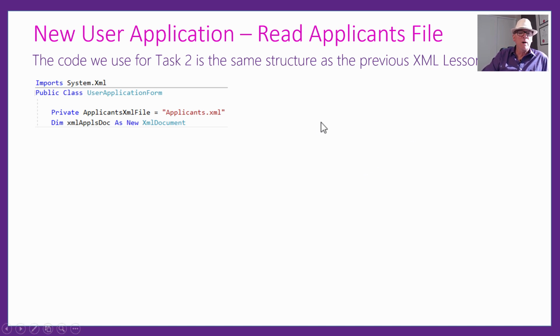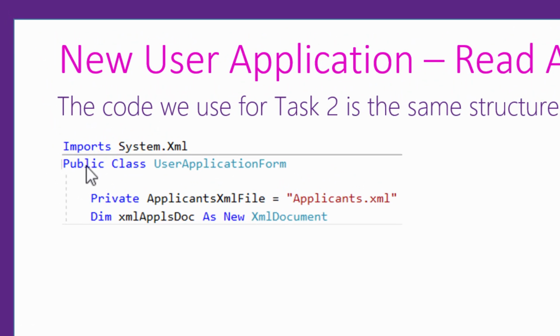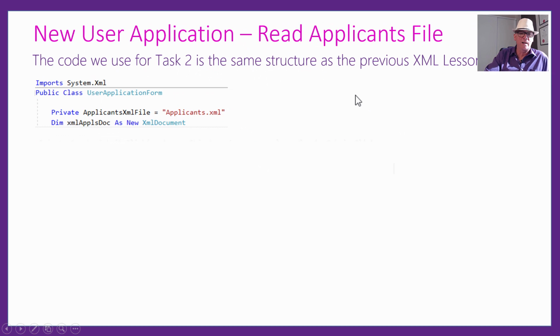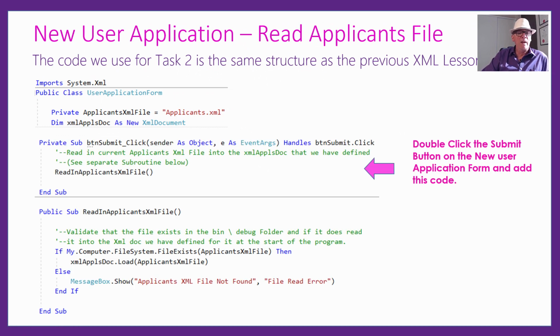So if you click anywhere on the user application form to get into the coding, we need import system XML. You can see we're on the user application form because it's telling us public class user application form. And we just need to set up that we're going to be using an XML doc in memory to store this applicant's XML data into. And then when they click button submit, the first code we need on the user application form, that new one, is that we're going to read in the Applicants.xml file, the external file, into that actual document that we've set up in memory to store it.